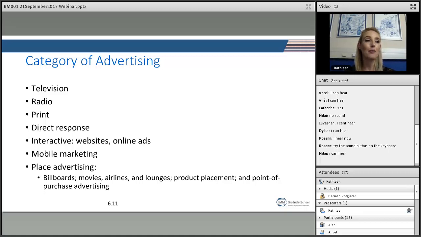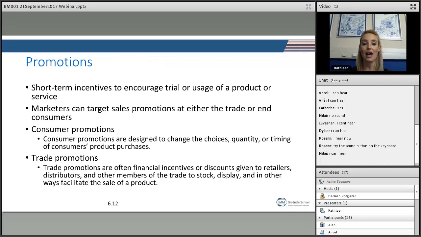We have a number of categories of advertising. You have TV advertising, radio advertising, print. You also have direct response advertising, which we've discussed, interactive or online advertising, websites, things like that. We now also have mobile marketing, where we can advertise or communicate with people via social media, SMS, and then we have our place advertising, which we have already discussed. So that is our first option in terms of marketing communications.